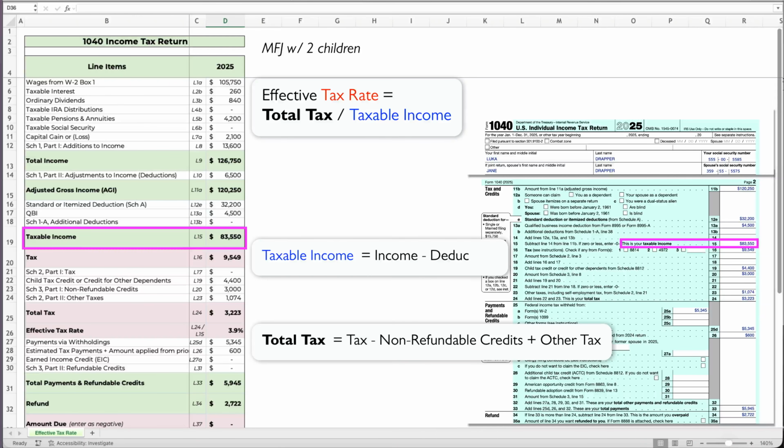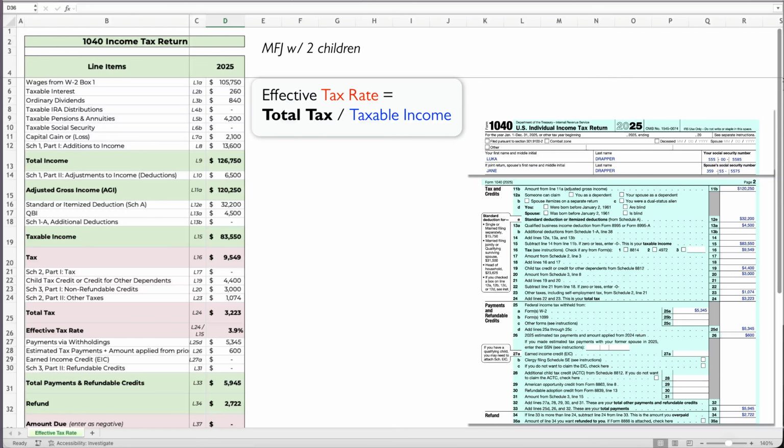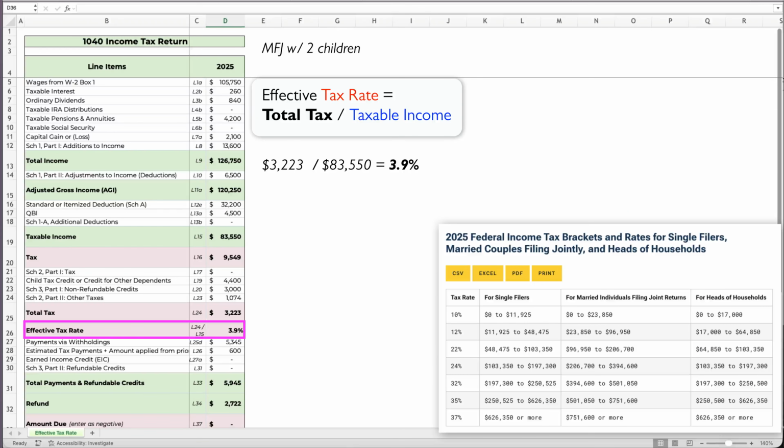Taxable income on line 15 is all your income after subtracting all your deductions such as standard or itemized deduction and qualified business income deduction. In our example, the total tax on line 24 is $3,223, and our taxable income on line 15 is $83,550, giving us an effective tax rate of 3.9%, which is different from the tax bracket rate.